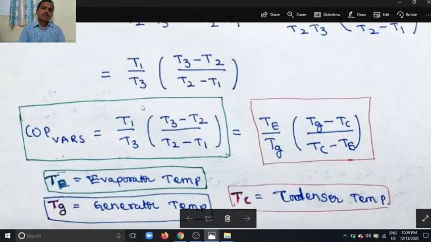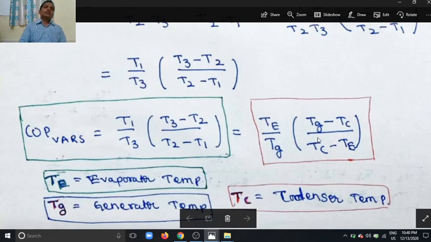This is the final step for the COP of the vapor absorption refrigeration system. We know already T1 is the temperature in the evaporator, T3 is the temperature in the generator, and T2 is the temperature in the condenser. That's why I write it here as TE by TG into (TG minus TC) divided by (TC minus TE).